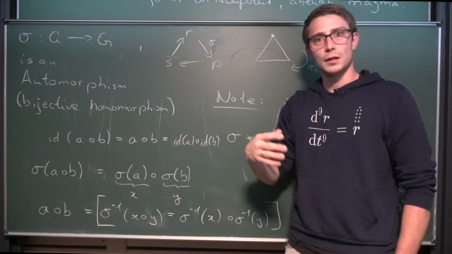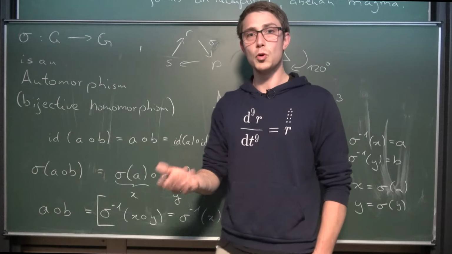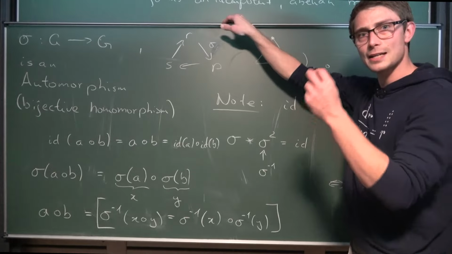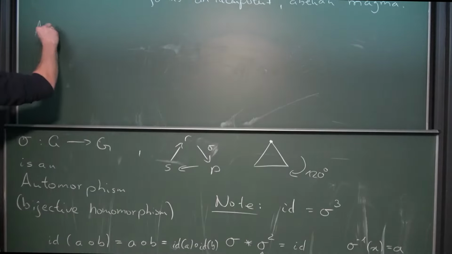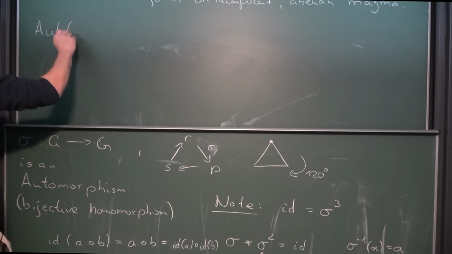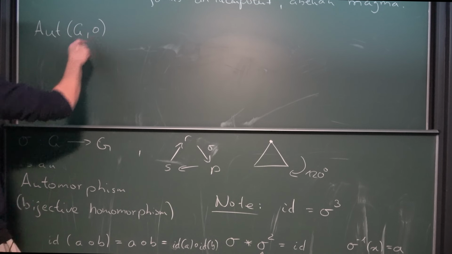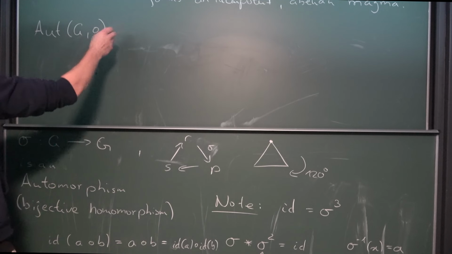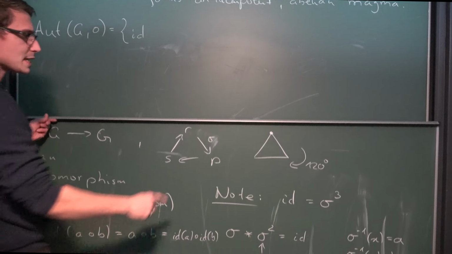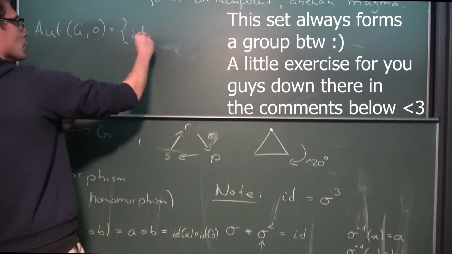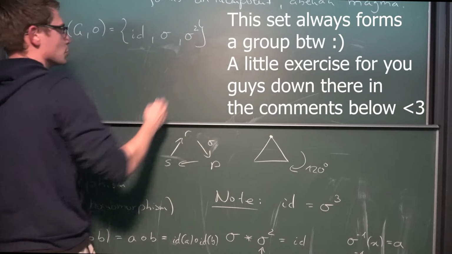And they are all part of the so-called automorphism group. This is just a set that has all the automorphisms in it. We are going to denote it by Aut of G in combination with our binary operation circ that we have here. This right here is the set of all the automorphisms that we find in our structure, which is the identity for now, sigma, and sigma squared, which is the inverse of sigma.